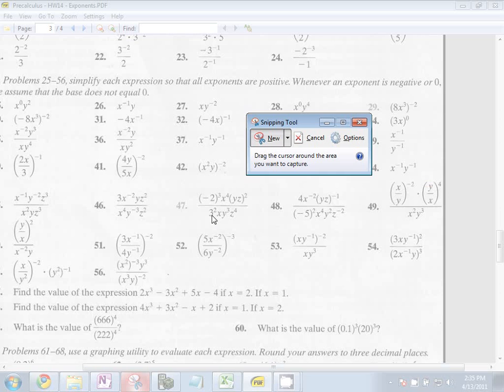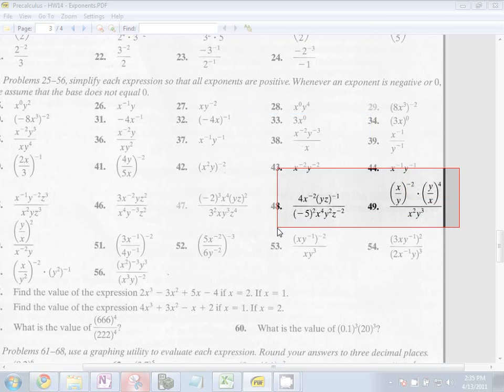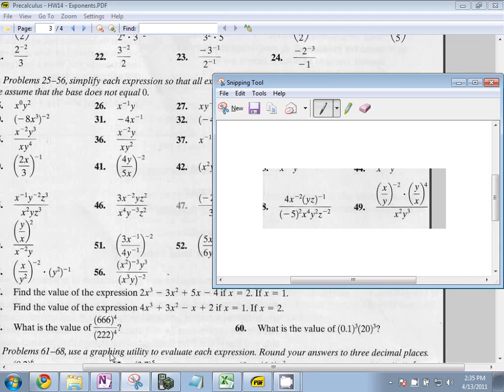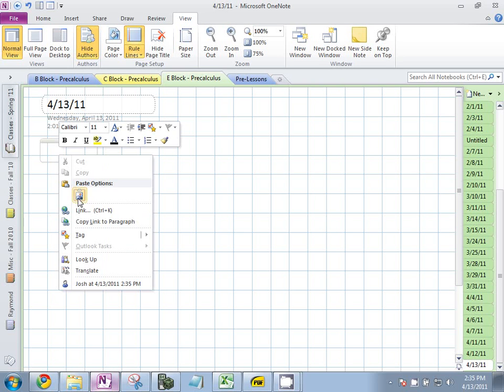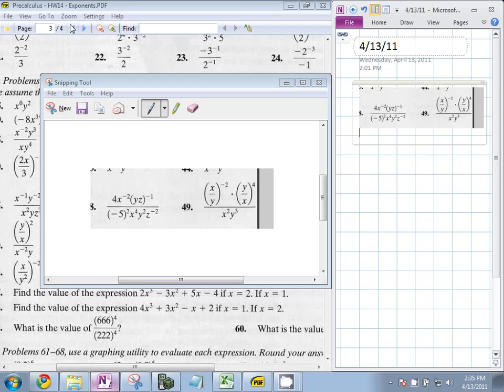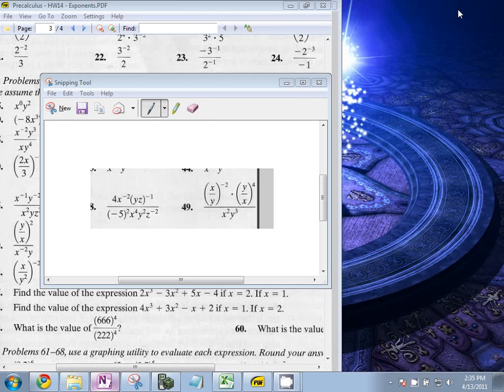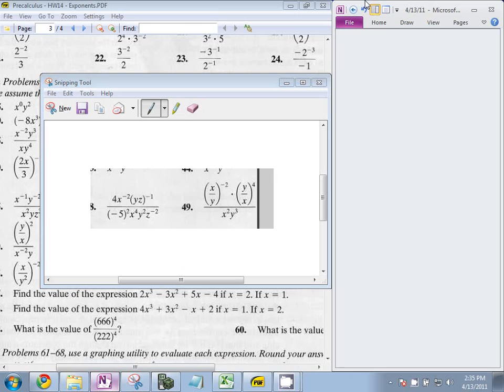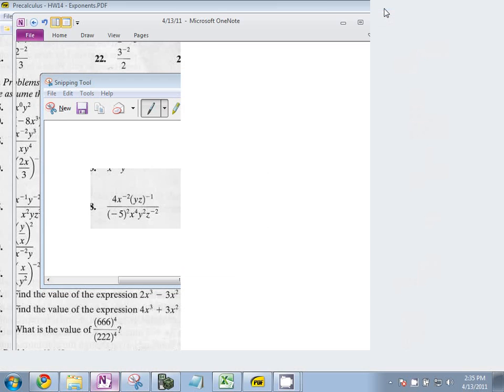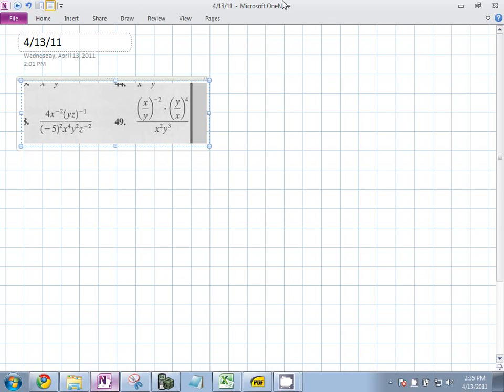So, for 48 and 49, why didn't you like them? What's nasty about them? Yeah, number of variables. That's kind of annoying. 49 has got those fractions raised to the negative exponent. Yeah, negative exponents. So let's talk about 48 here.